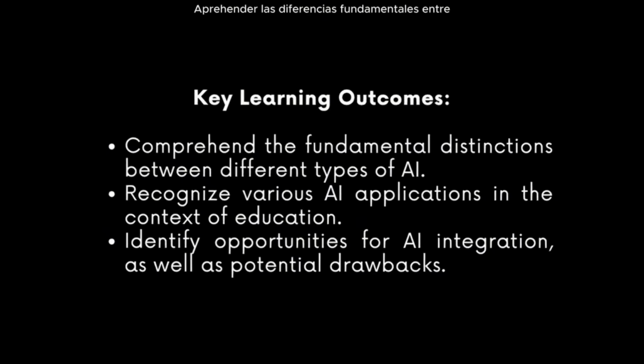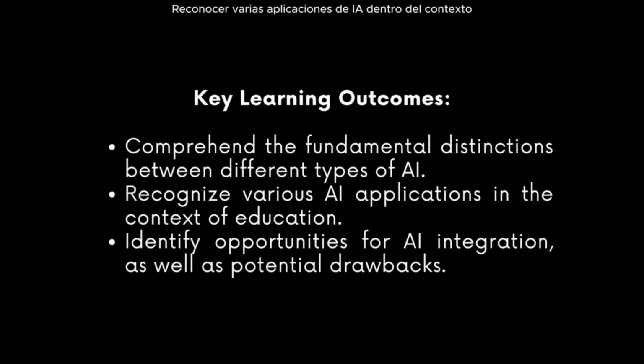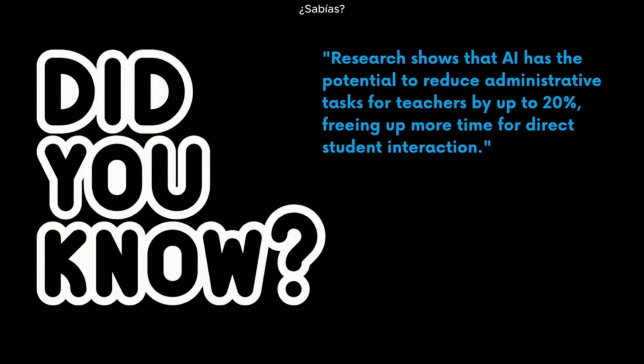In Module 1, we have some key learning outcomes. Comprehend the fundamental differences between the different types of AI. Recognize various AI applications within the context of education. Identify opportunities for AI integration, as well as potential drawbacks. Did you know? Research shows that AI has the potential to reduce administrative tasks for teachers up to 20%, freeing up more time for direct instruction and student interaction.